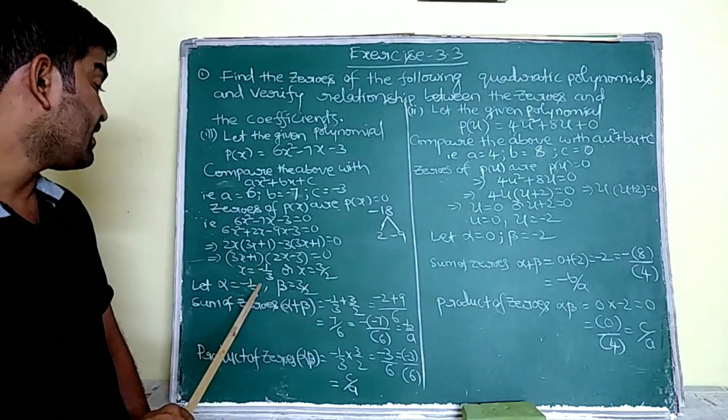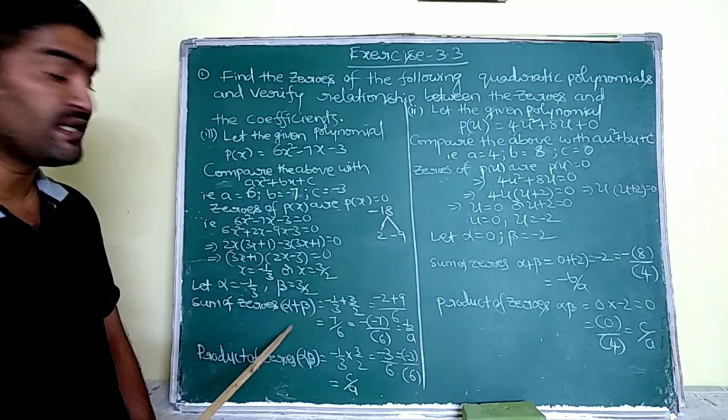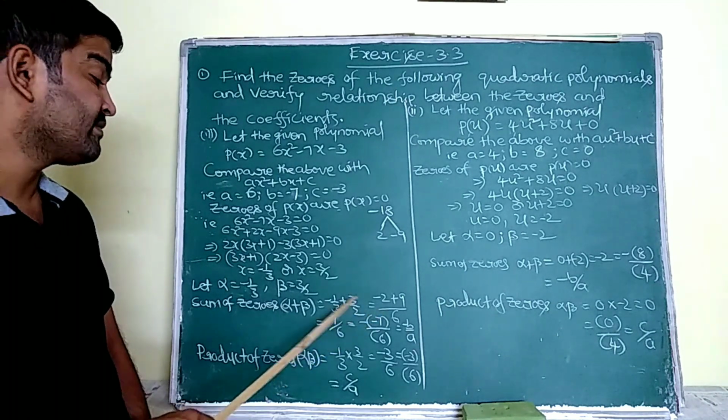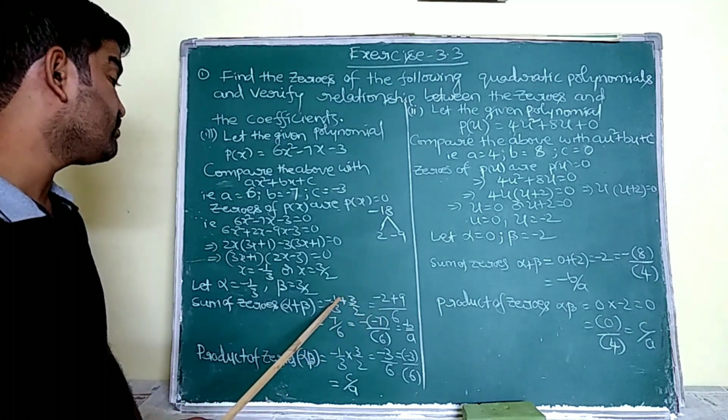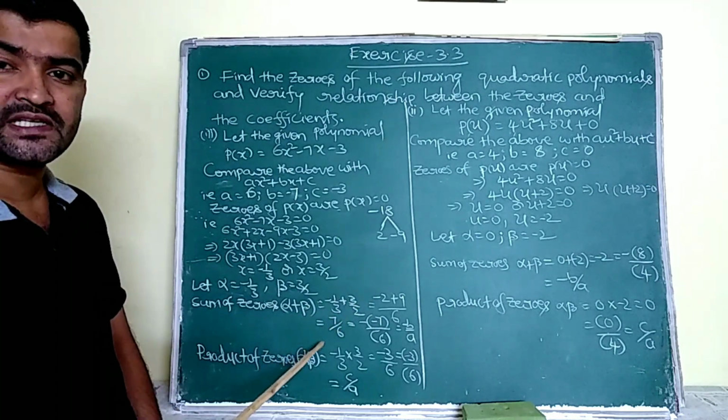So let one zero be alpha, another zero be beta. Therefore sum of zeros alpha plus beta is equal to minus 1 by 3 plus 3 by 2. Do the LCM here. The LCM is 6. So minus 2 plus 9 by 6. That is nothing but 7 by 6.